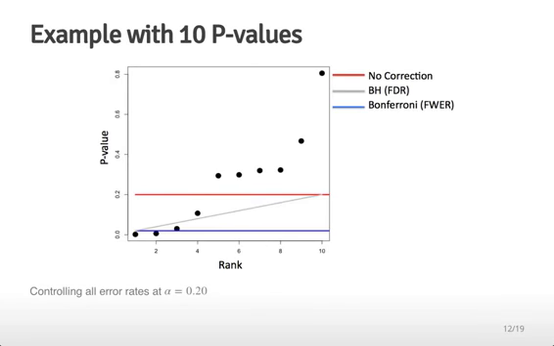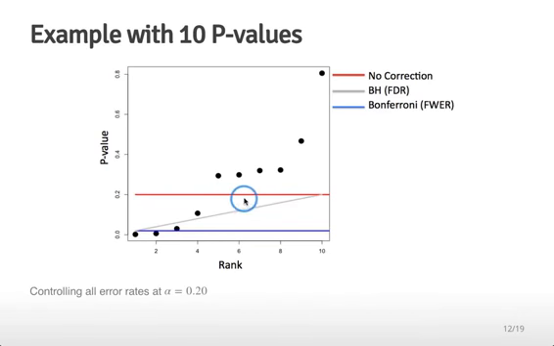So here I'm going to show you an example of how these significance calculations are performed, basically how the hypothesis tests are performed for the different corrections. And so I'm going to do this example with 10 p-values, and I'm going to control all of the error rates that we're going to be talking about at the level 0.2. So here are the 10 p-values. They're ordered by how small they are. So this is the smallest p-value up to the 10th p-value, which is the largest one. And on the y-axis is the p-value itself.